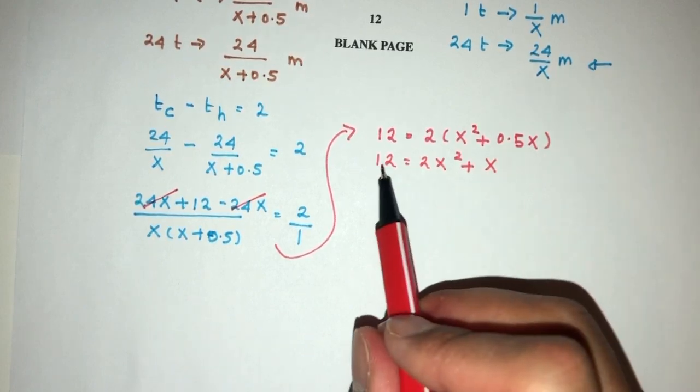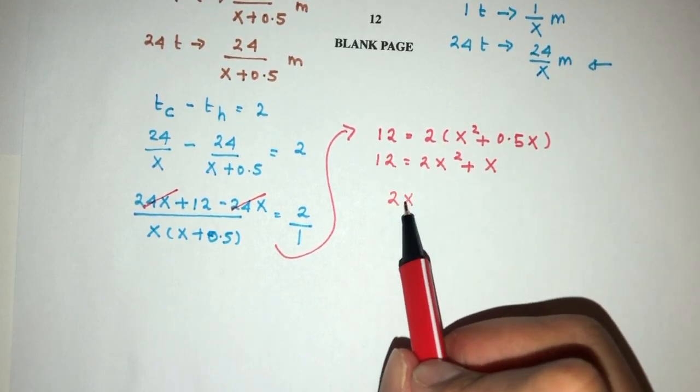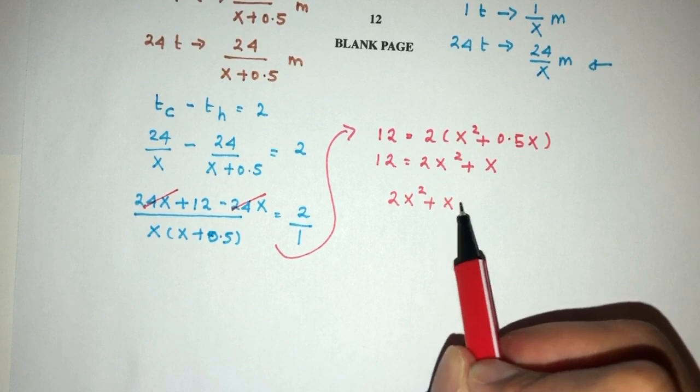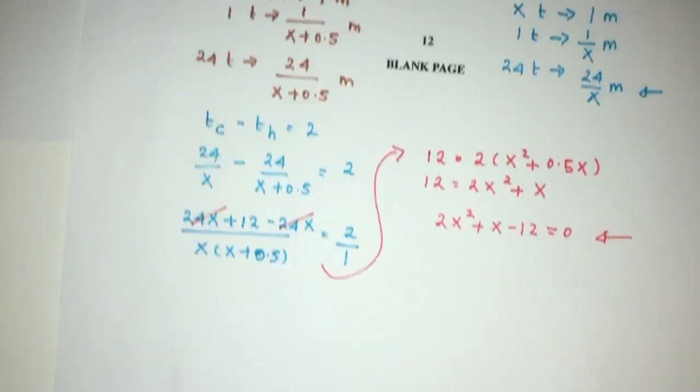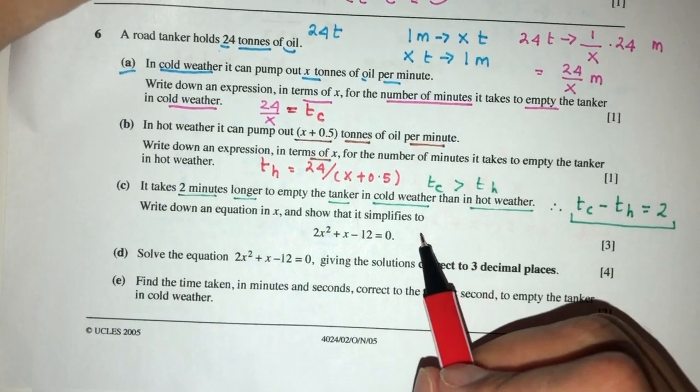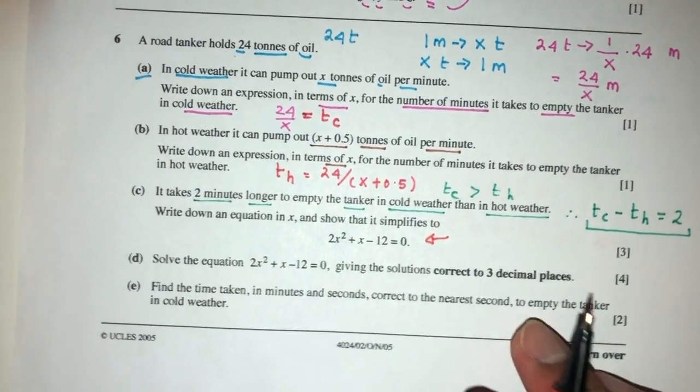Now finally, let's send everything to one side. You will have 2x squared plus x minus 12 equals 0. And let's check, this is exactly as shown as required for question part C.